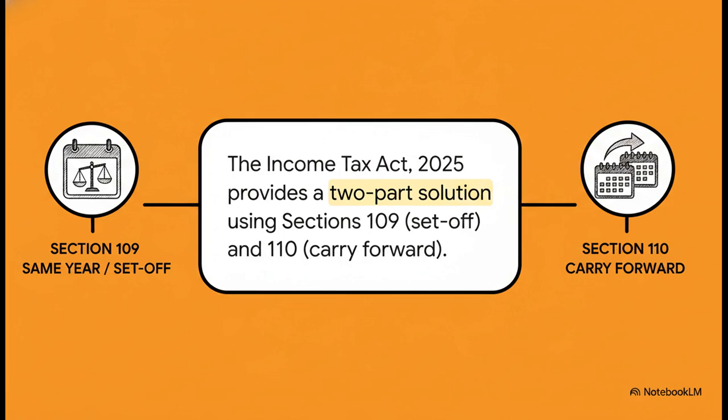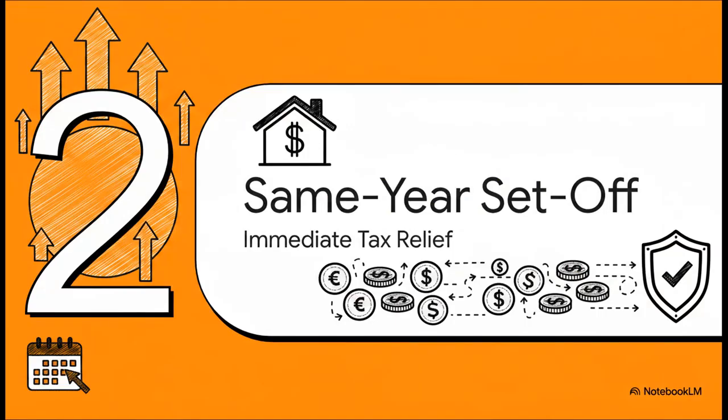Now, the Act doesn't just leave you hanging with this loss. It gives you a really clear two-part solution. It's all laid out in Section 109, which tells you what you can do in the same year, and Section 110, which explains how to carry the rest of the loss into future years.